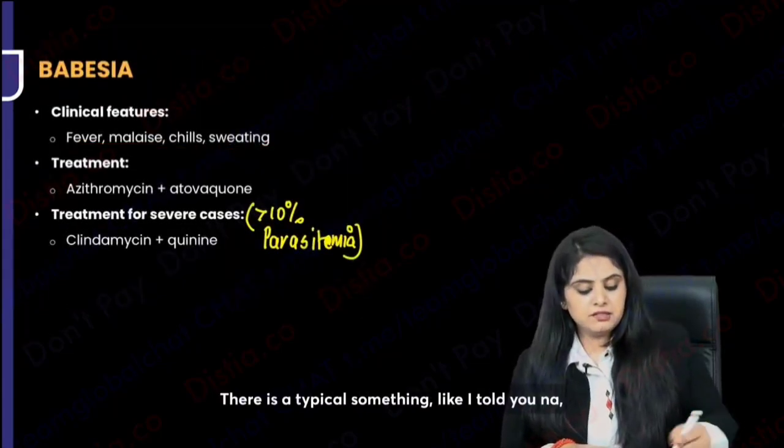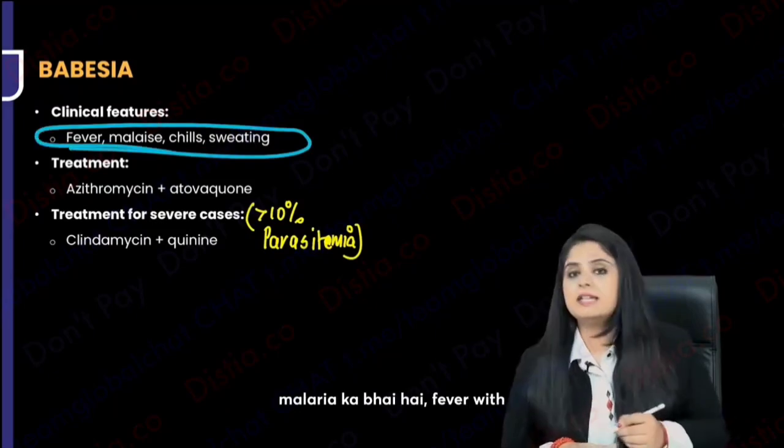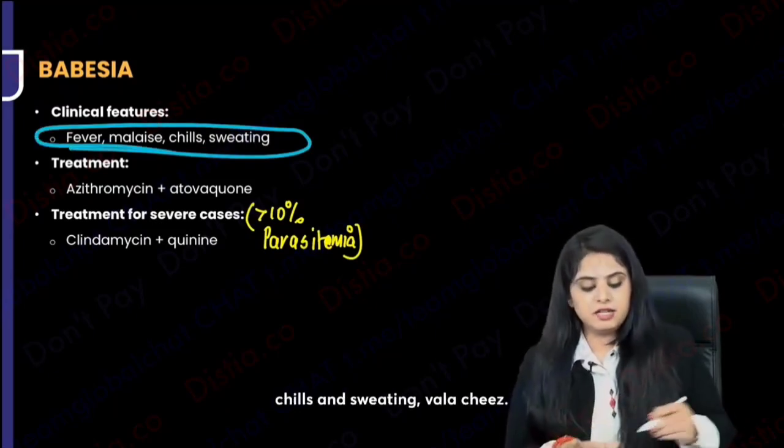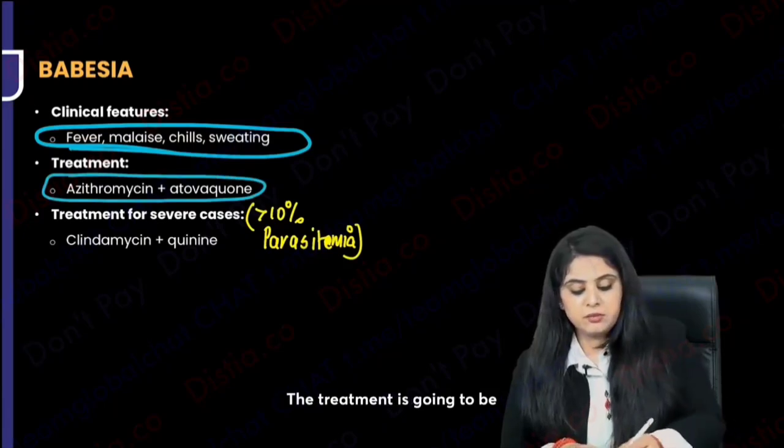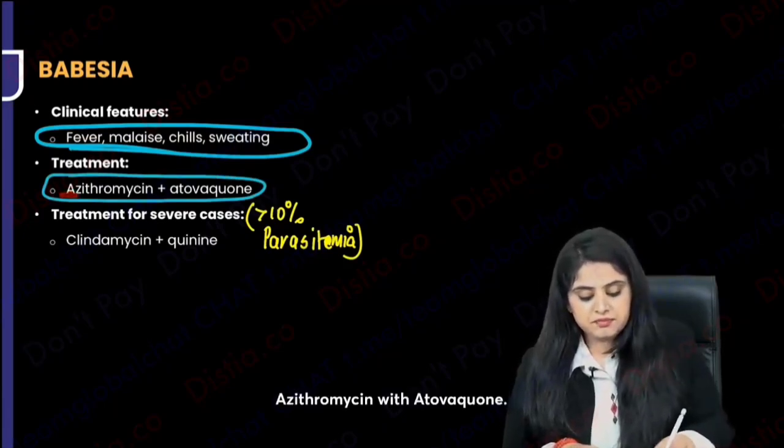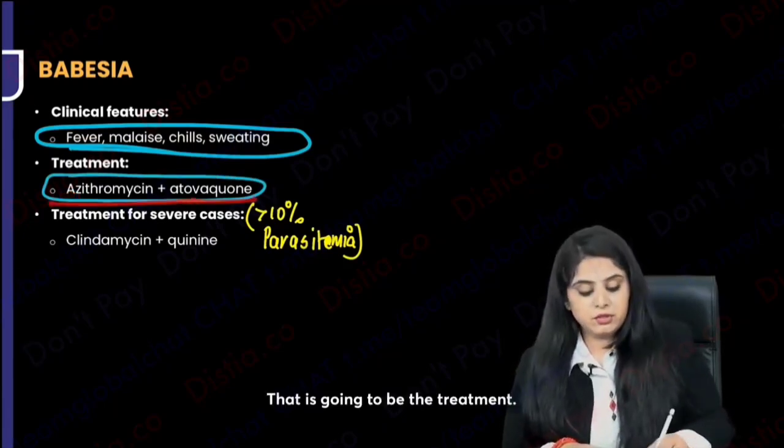There is a typical presentation, like I told you, it is malaria's brother: fever with chills and sweating, the same thing. The treatment is going to be azithromycin with atovaquone. That is going to be the treatment.